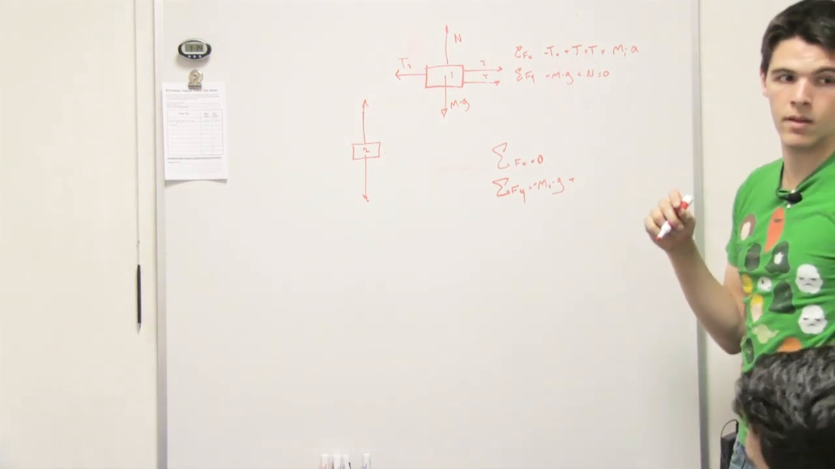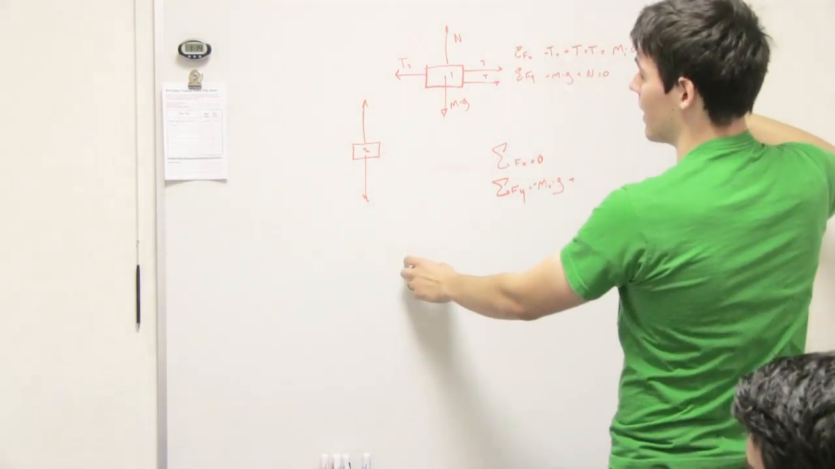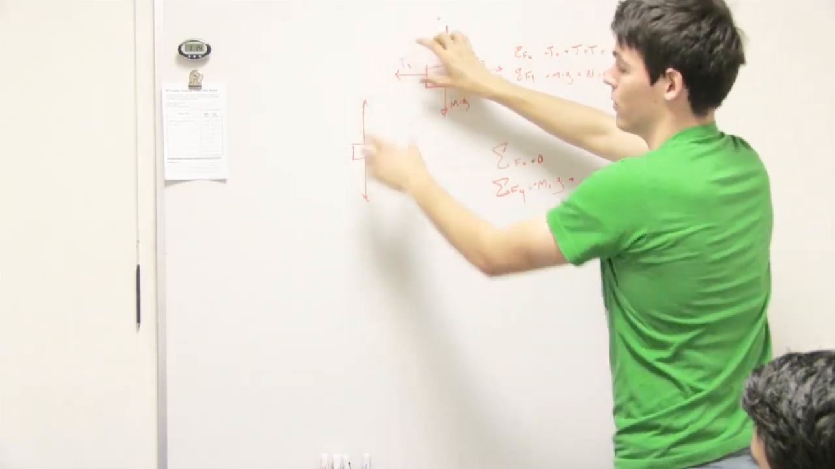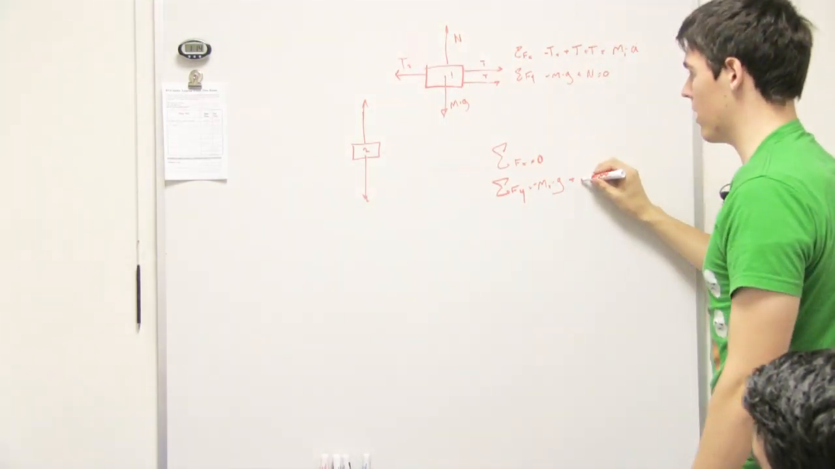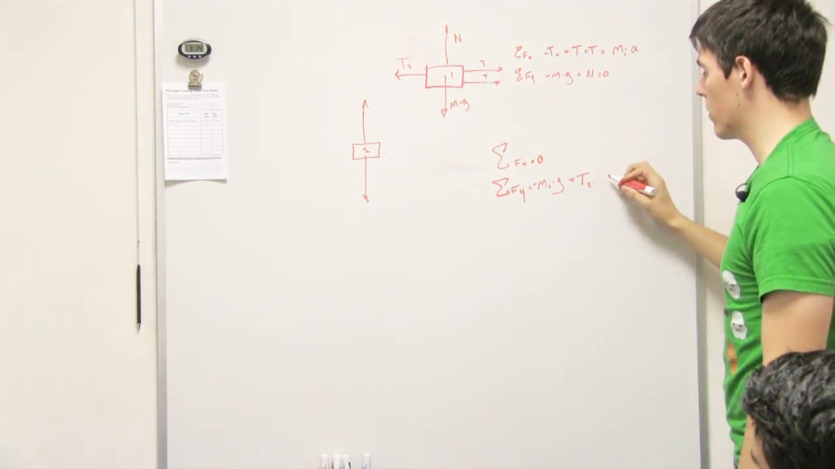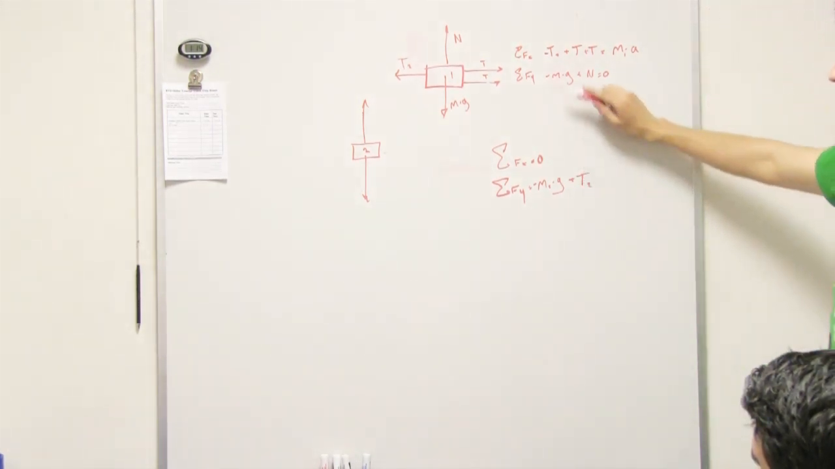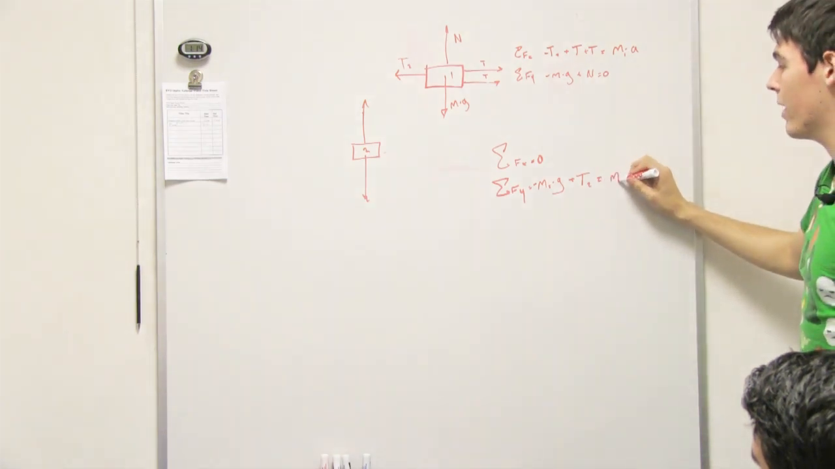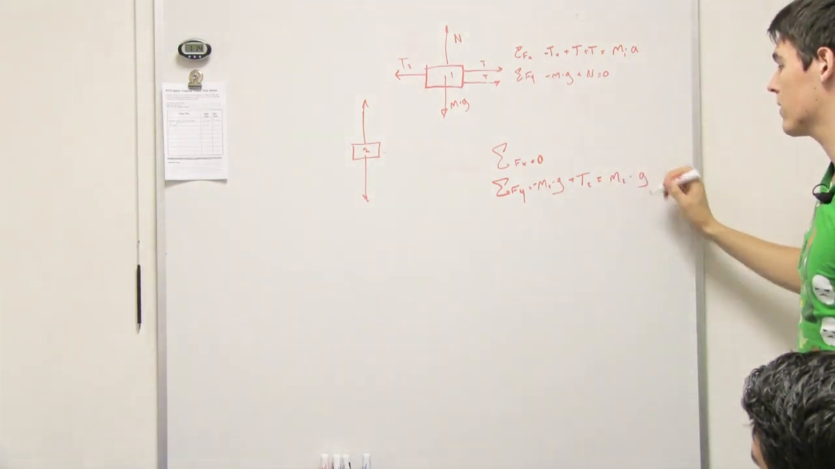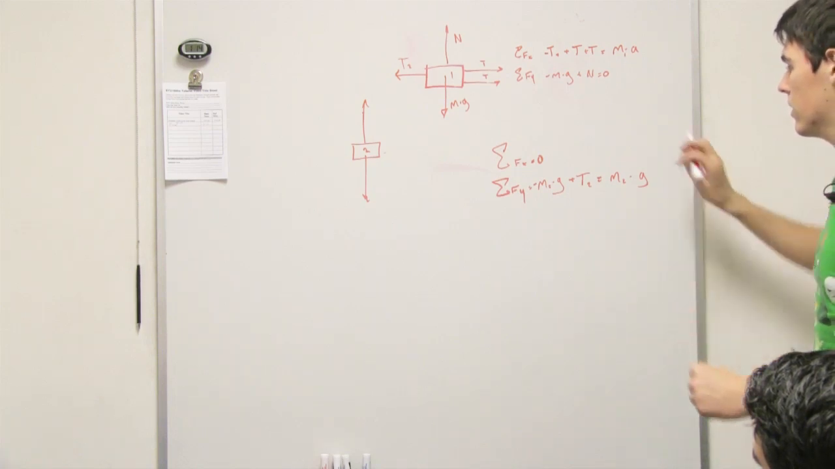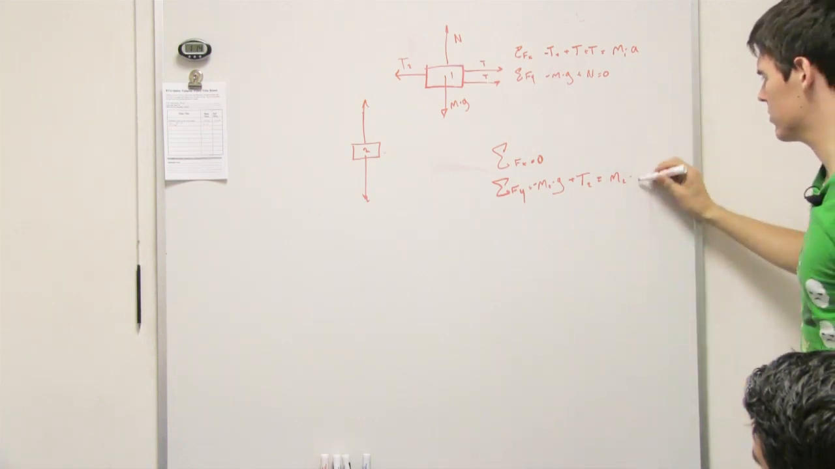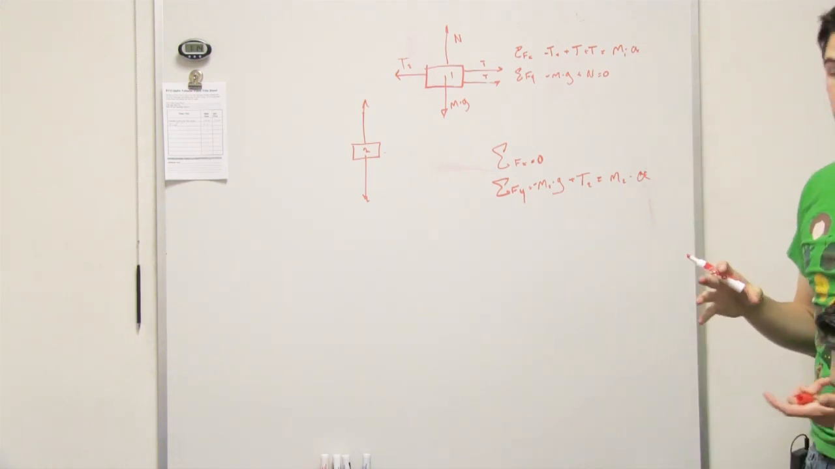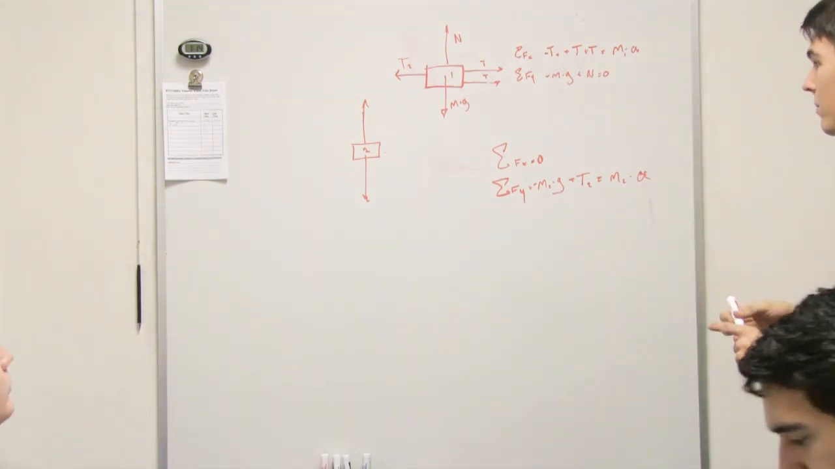Wait, it's accelerating up? Because this block goes this way, that means this one has to go up. If this acceleration is going to be positive that way, then this one would go up. Got it. Plus your tension 2. Keep in mind that that tension and that tension are exactly the same. And that is equal to mass 2 times acceleration. That acceleration and that acceleration are also exactly the same.